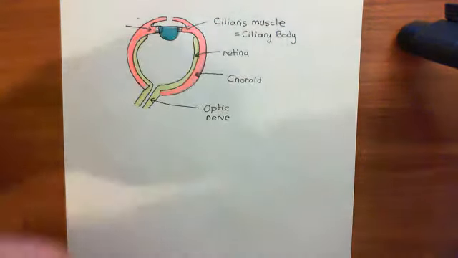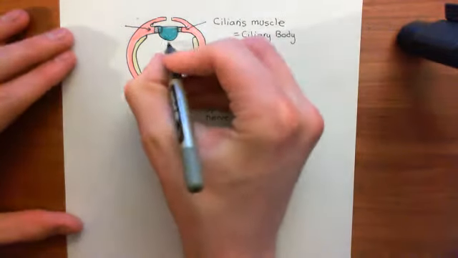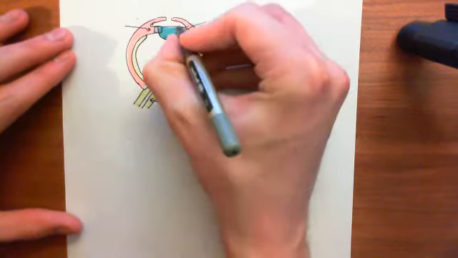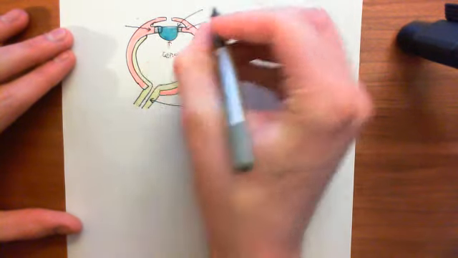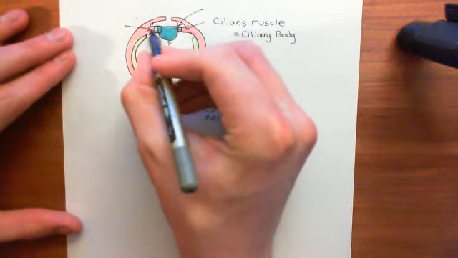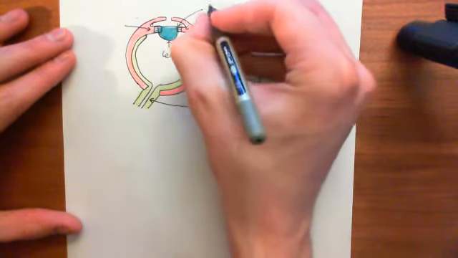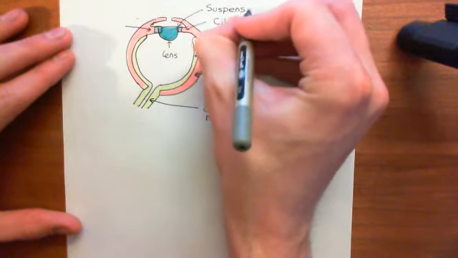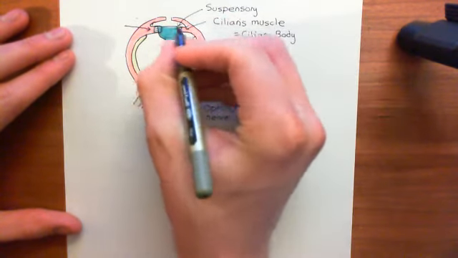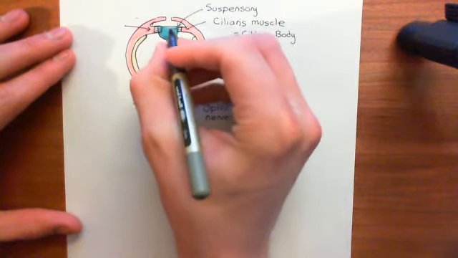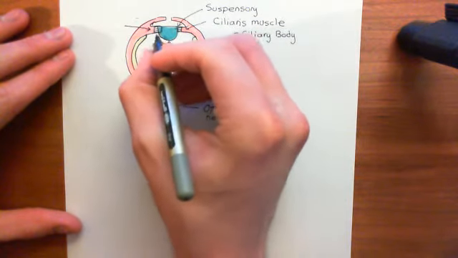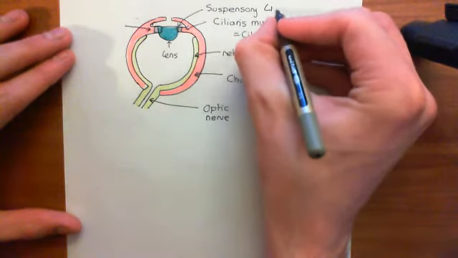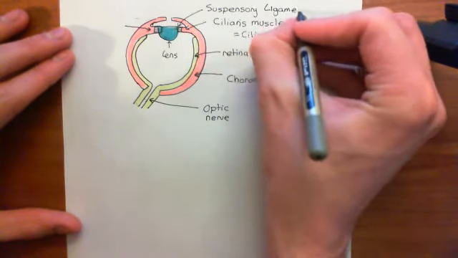So let's label up a few more things. We've got the lens at the front here. Okay, we've also got the suspensory ligaments which are suspending the lens. Okay, and those will be an annulus basically, because of course we're only seeing a two-dimensional cross-section here. In reality, this stuff is all three-dimensional, and the lens will be a disc-like structure, and then the suspensory ligaments will be an annulus that surrounds the entire lens. Okay, so these are the suspensory ligaments.